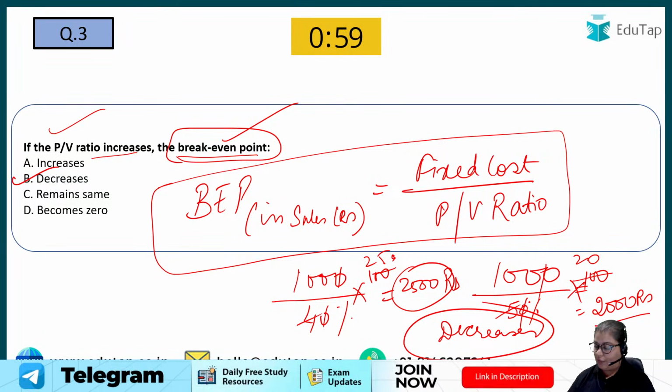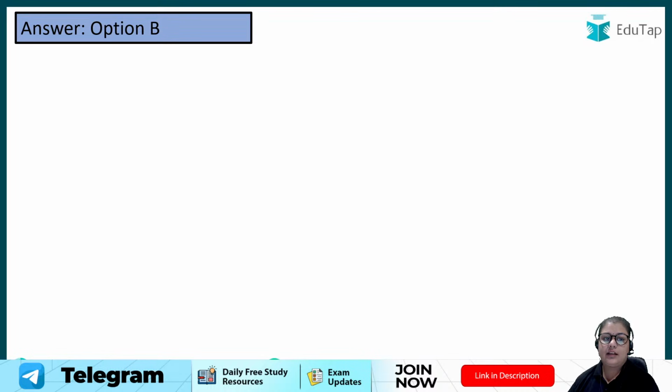Right? So very good. Rishi has answered it correctly now. Please read the question carefully. Very good. 3. The option is B. Moving ahead.